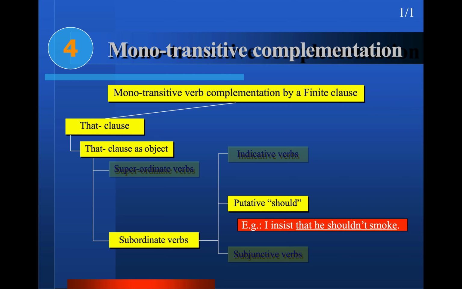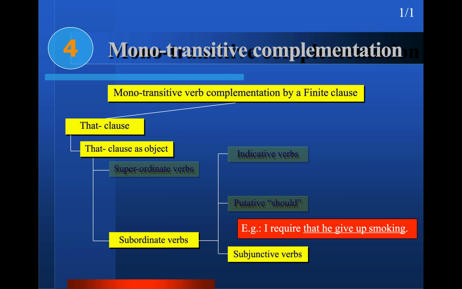Putative should: usually we have to have should, especially in the British version of the subjunctive. I insist that he shouldn't smoke. Originally in American English, they say, I insist that he not smoke. But in this case, we have a putative should because we have insist, which is a subjunctive case, but the British version. We have subjunctive verbs, all these verbs that we have been talking about. I require that he give up smoking. That he give up smoking is a finite clause which functions as an object preceded by a subjunctive subordinate verb.